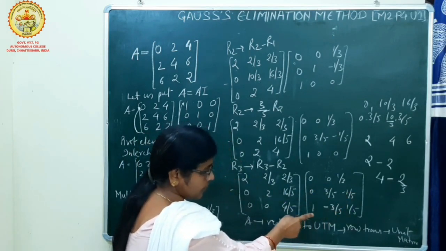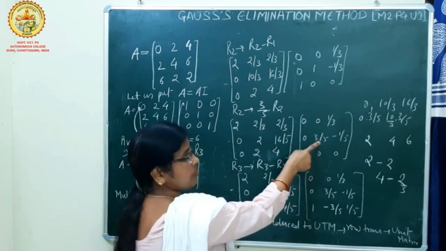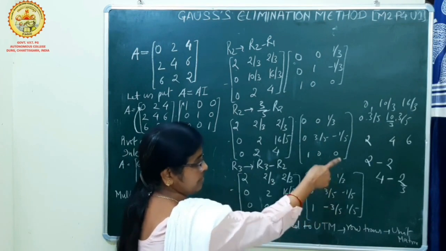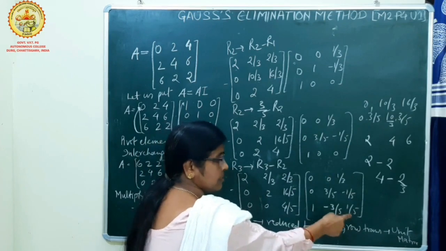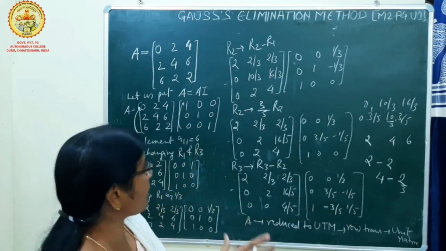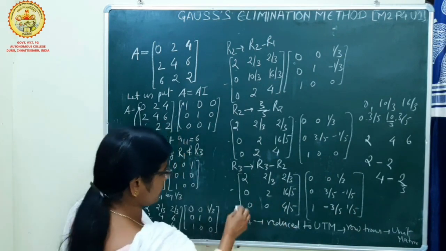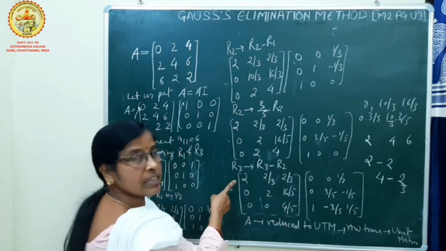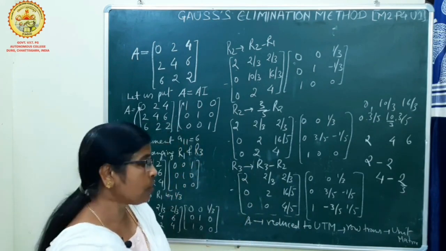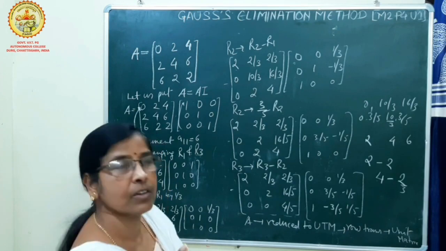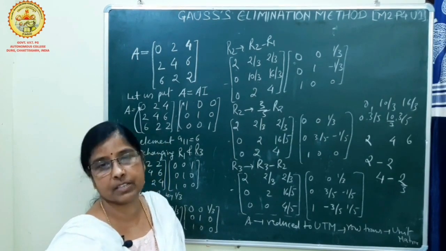by 5, 1 means 1 minus 0. Similarly 0 minus 3 by 5 is minus 3 by 5, and 1 by 5, 0 minus 1 by 5 means plus 1 by 5. So matrix A is reduced to an upper triangular matrix. Now we perform row transformation, and then after row transformation we convert into the unit matrix.